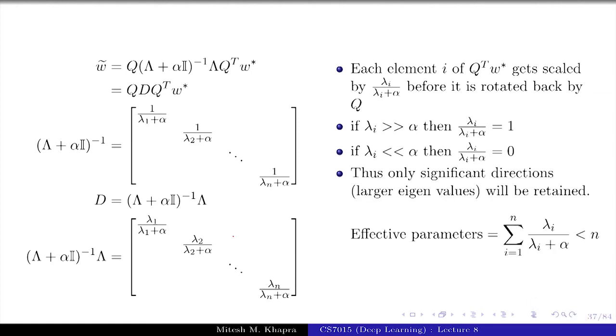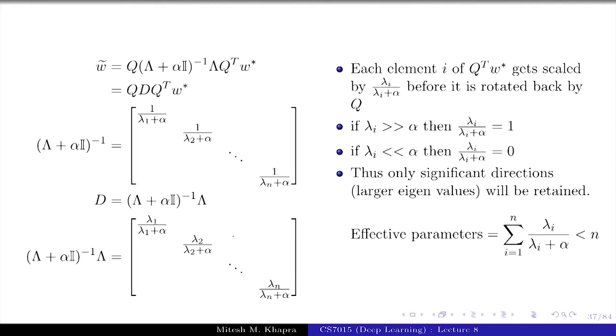So now what will happen is that only the significant directions, the larger eigenvalues, will be retained. So what is the effective number of parameters in your model now? See, remember that this W vector is a vector of all the parameters. What am I telling you? That some of these are going to disappear. When which condition holds? The third bullet holds. Some of these are going to disappear.